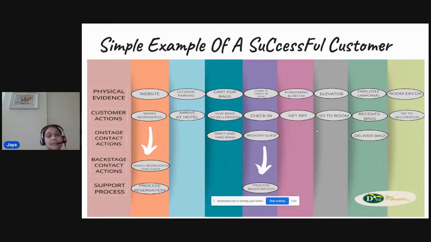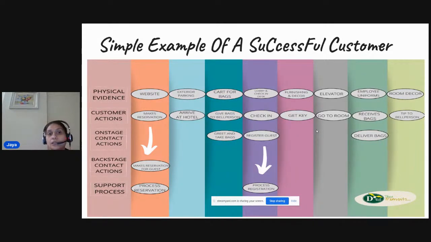So when these things come to the stage of a successful customer, these steps are always involved: physical evidence, and customer actions on stage. This is a type of journey where the customer first goes to the physical evidence by visiting the website, getting all the details of that particular hotel, and then the customer action: if he is satisfied, he makes a reservation.